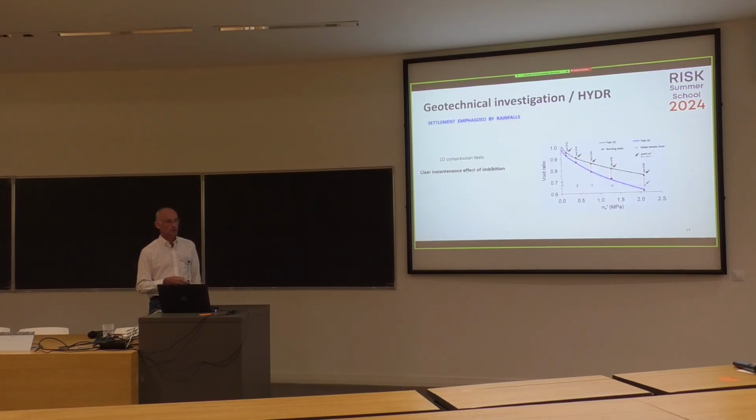So to study that, we perform some 1D compression tests. We put some grains into a box with no lateral deformation, and we apply a vertical stress on it. And we compute the void ratio. The void ratio is just a measurement of the volume. So when the void ratio is decreasing, it means that the volume of the rockfill is decreasing versus the vertical stress here. In a log scale, it's not in a linear scale here.